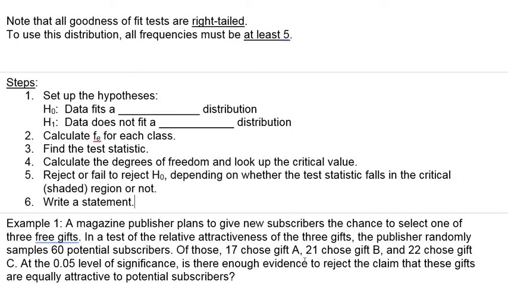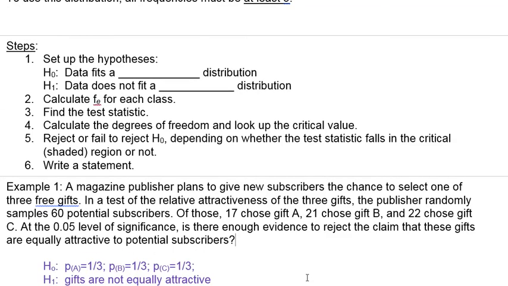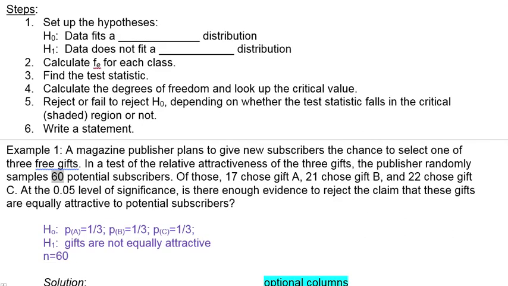So this "equal" is something that fairly often shows up in these questions, not every time, but we need to pay attention to it because it's actually telling us our proportions. Right? We're being asked if the proportions are equal. So that's our null hypothesis. If we have 3 categories, A, B, and C, those proportions are all going to be 1/3. Our alternate hypothesis is then that they're not equal. In this particular question, other things to identify: our 60 is our n. The numbers that we have in each category are our observed frequencies, and our alpha is 0.05.